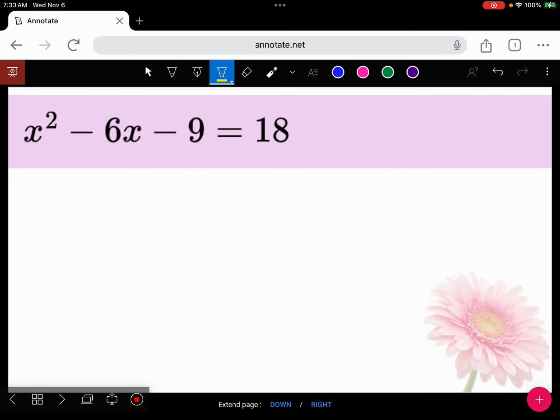All right, let's do another one. I've got x squared minus 6x minus 9 equals 18.